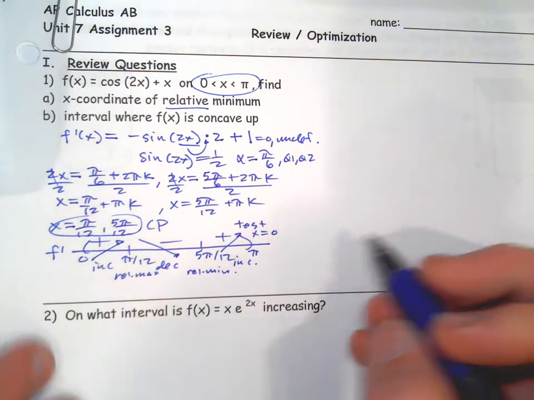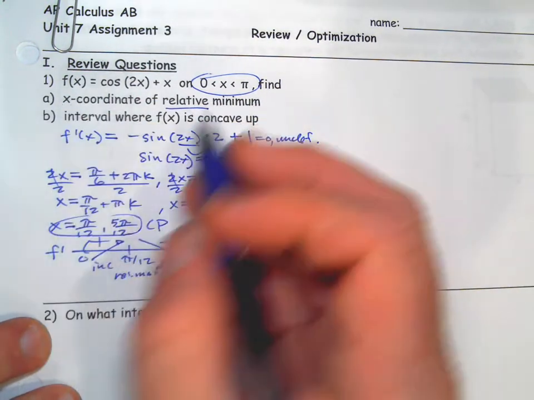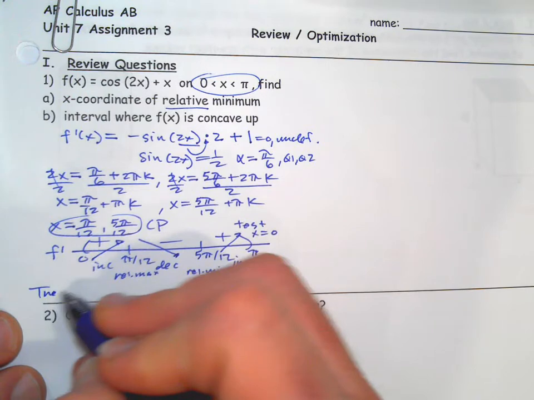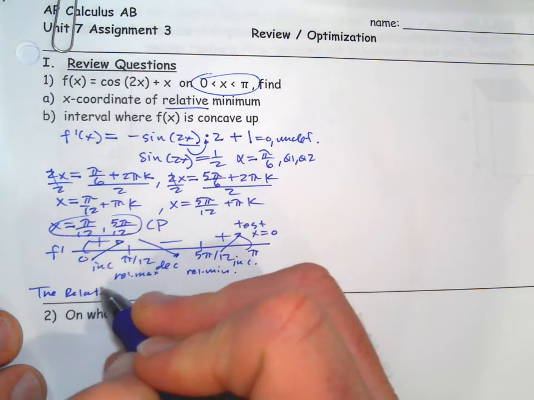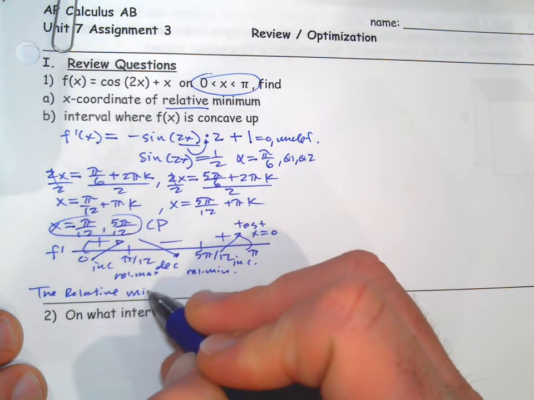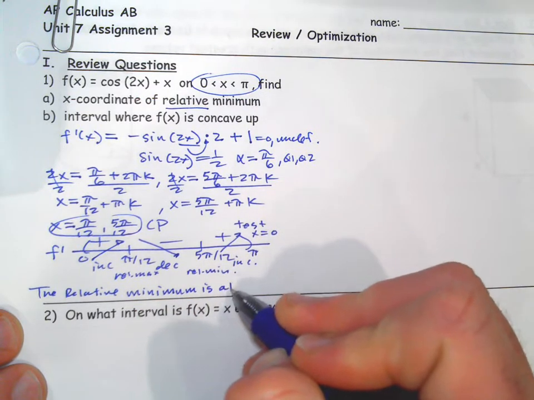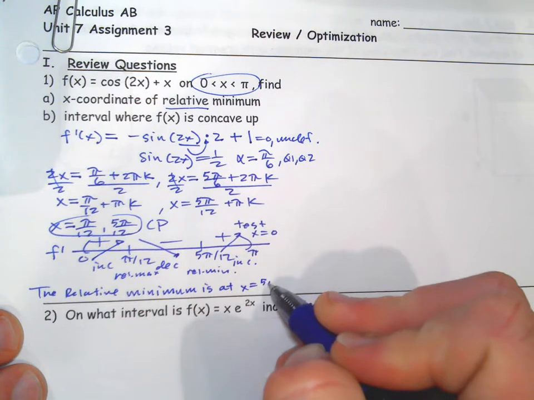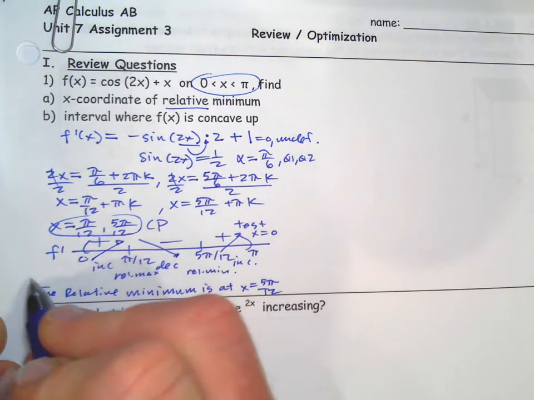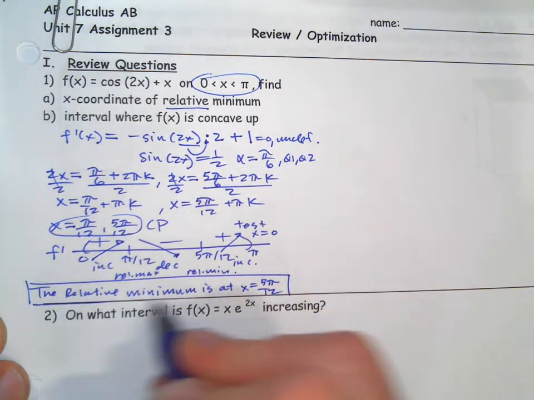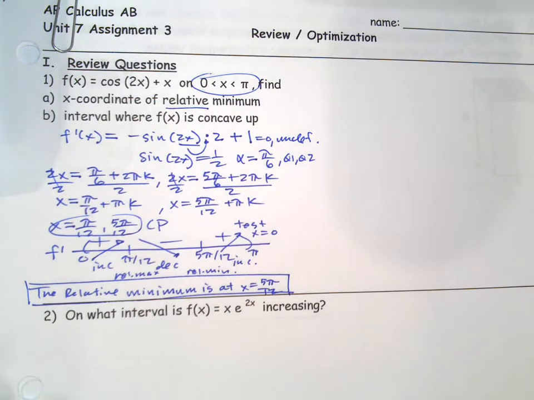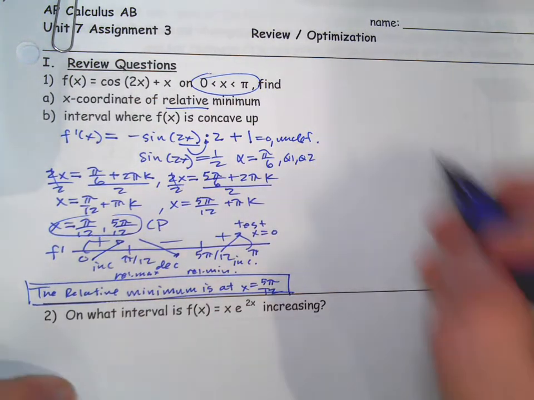So we could say, it just says the x coordinate. So the relative minimum is at x equals 5 pi over 12. I'm not going to justify it. If I justify it, say by the first derivative test, I have to go into the explanation of it. Part B says, where is it concave up?